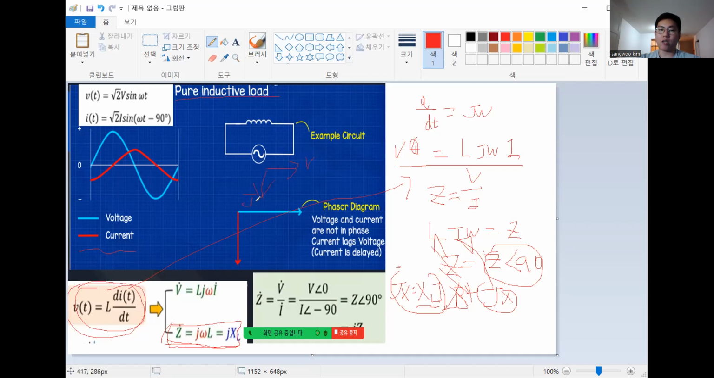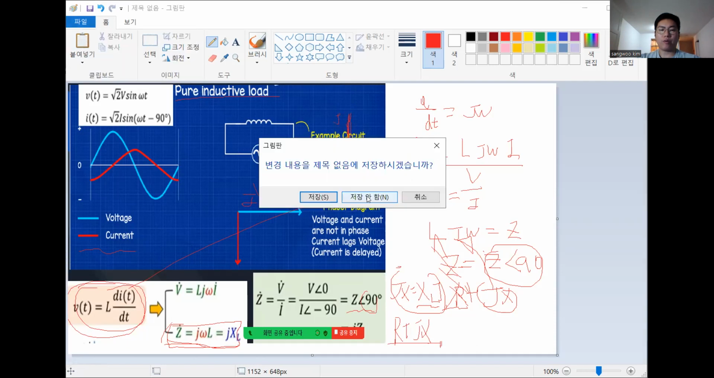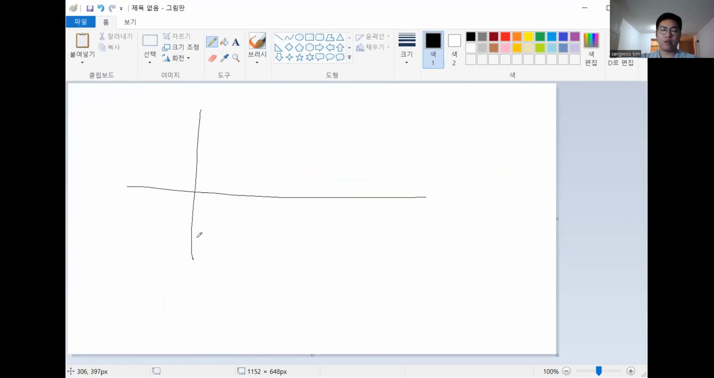V here, I here, right? And the complex plane, we could explain this here, j. Why? Look at that here. 90 degrees is j, right? And there's no resistor, and it only has a reactance. That's why. And there's one more thing. So now it has a phase difference, right, between V and I.